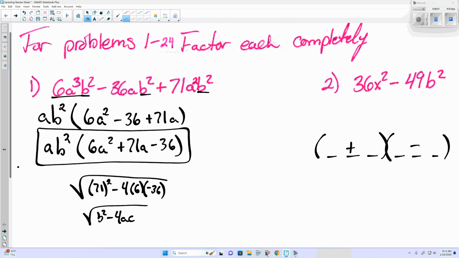The difference of perfect squares, we know we'll have two sets of parentheses with three spaces, and the signs are going to be opposite. Now it's figuring out what times itself is 36x squared. 6x, so the first spots would be 6x and 6x. Now we can write it as 6x inside parentheses squared minus, well, what times itself is 49b squared? 7b, and we could write it as 7b squared.